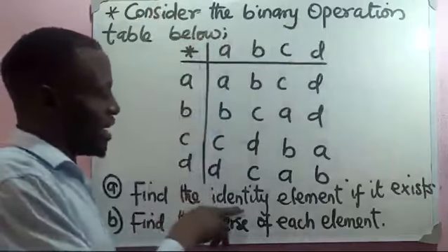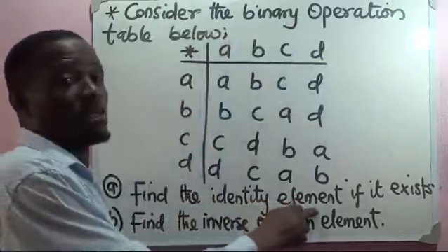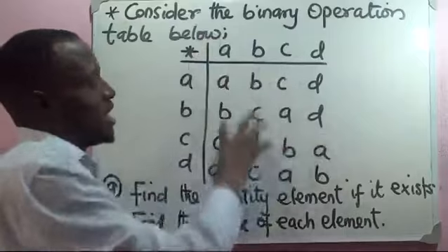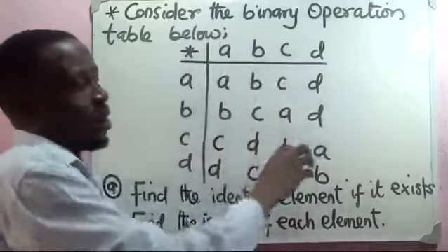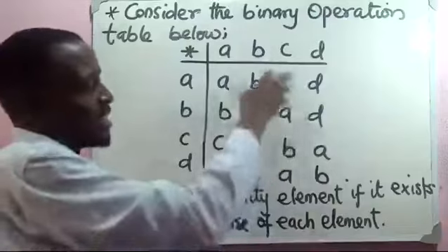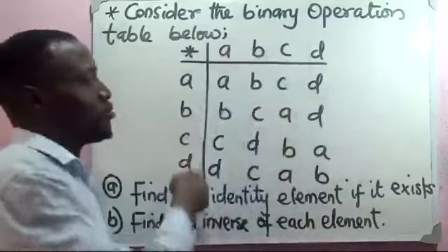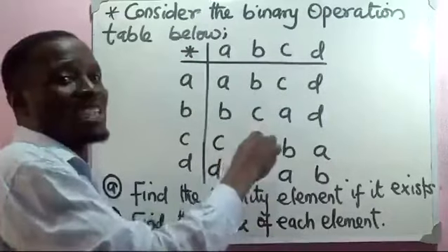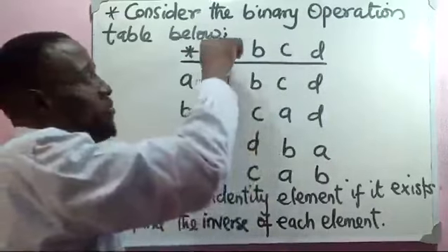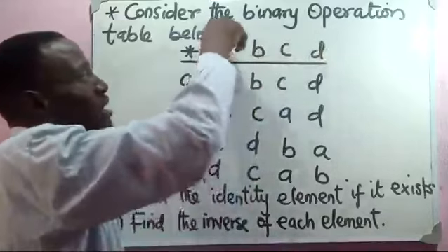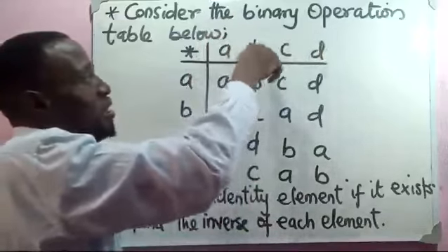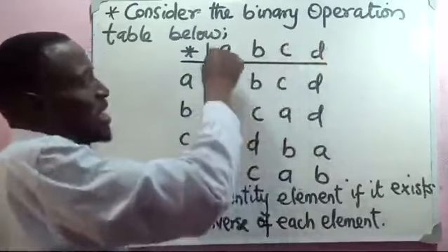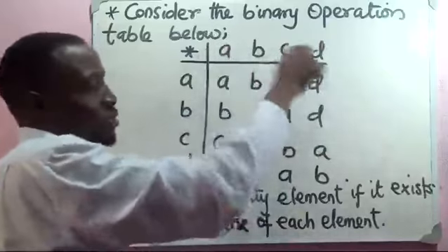For us to get our identity element, what you do is check these ones inside. They are called residues or answers or remainder. These are the answers to these first and second borders. What we are going to do is, in the answers, check the ones that are arranged exactly like the first border. The first border is arranged such that we have A, B, C, D in that order. You now come to the answer.